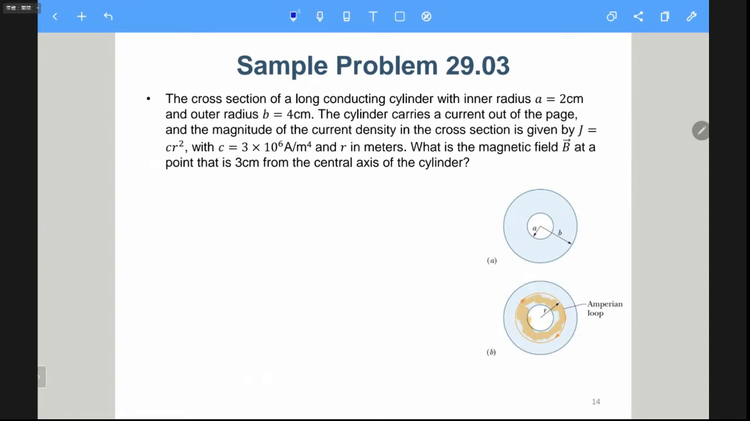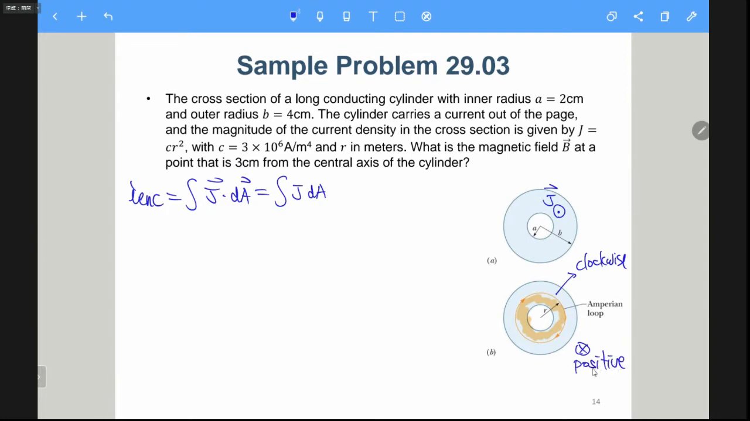Okay, so here we have I enclosed. I enclosed will be the integral of J dot dA, and of course J and dA are parallel, so it is nothing but J times dA. The current is out of the page, so this is the current direction. And here we define the Amperian loop to be clockwise. Using the right-hand rule, if you use your forefinger to follow this direction, your thumb will be pointing into the page. So into the page is the direction of positive, which means that the current is a negative current for this Ampere's law.